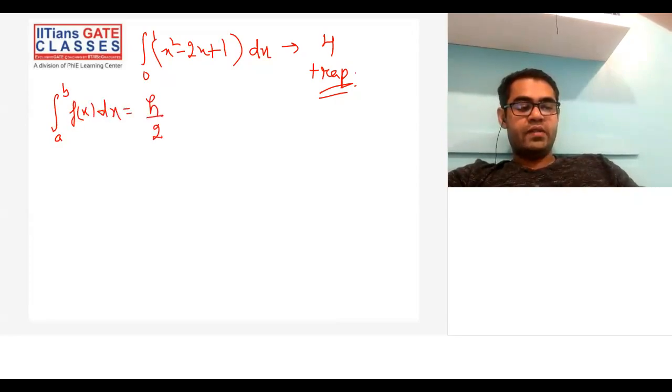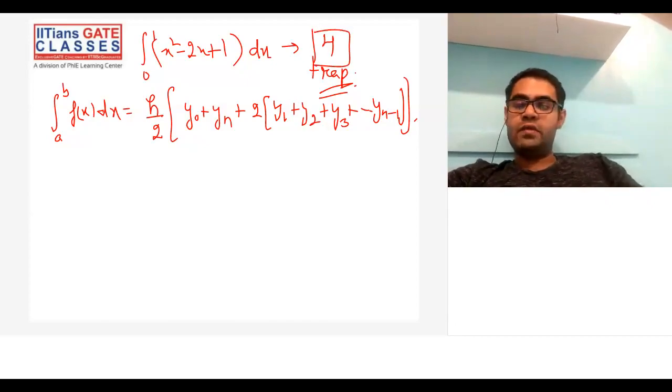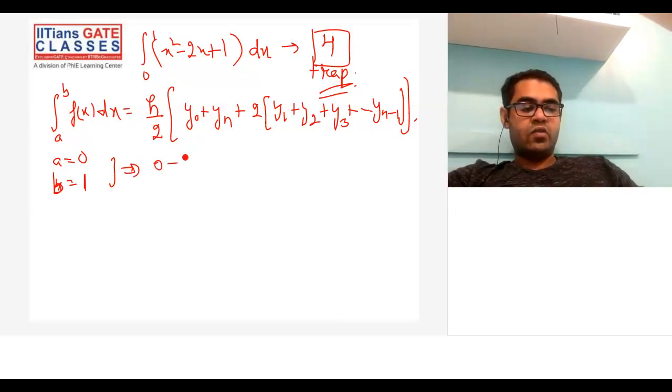So the formula is this: h by 2, where h is the step size that you need to find, times y0 plus yn plus twice of all the intermediate values up till yn minus 1. Now remember, when you have 4 intervals, a is given as 0 and b is given as 1. So the intervals which will be formed are 0 to 1 by 4, 1 by 4 to 1 by 2, 1 by 2 to 3 by 4, and then finally 3 by 4 to 1.